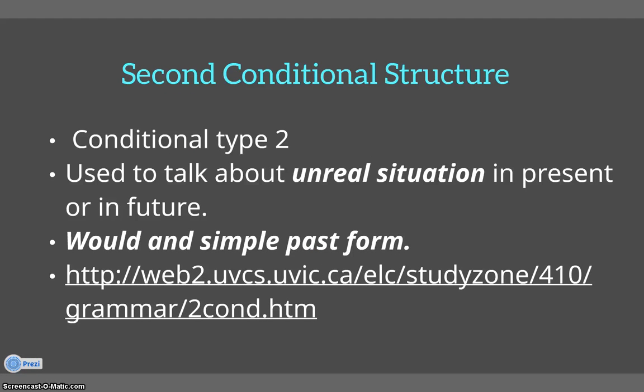The second conditional form, or conditional type 2, is used to talk about unreal situations in the present or the future. It also consists of two clauses, the same two as in the conditional type 1. The difference is that in this conditional form we use would and simple past tense. On the Prezi, you can see the URL of the website that we consulted to have information about the second conditional structure.